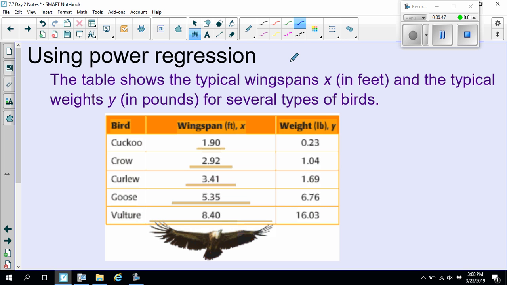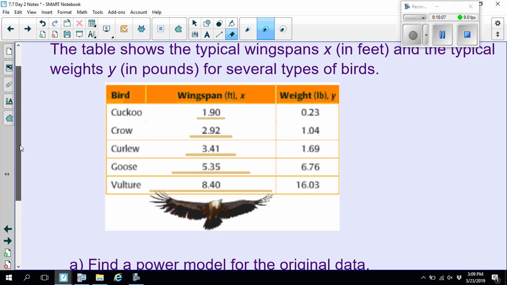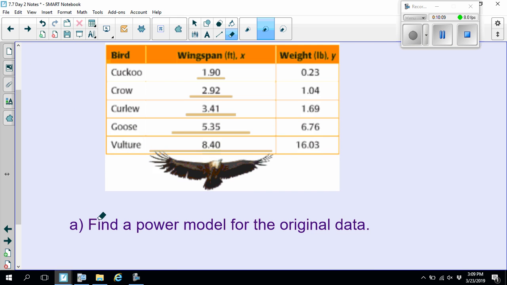Here it says the table shows the typical wingspan x in feet, and the typical weight y in pounds for several types of birds. And then here's your table. You basically have your x and then you have your y value. So we scroll down. Part A says we're going to find a power model for the original data.